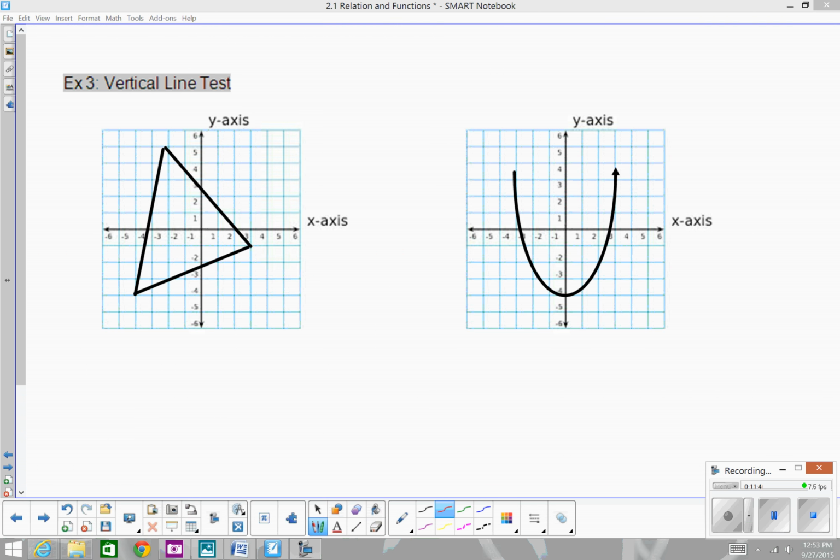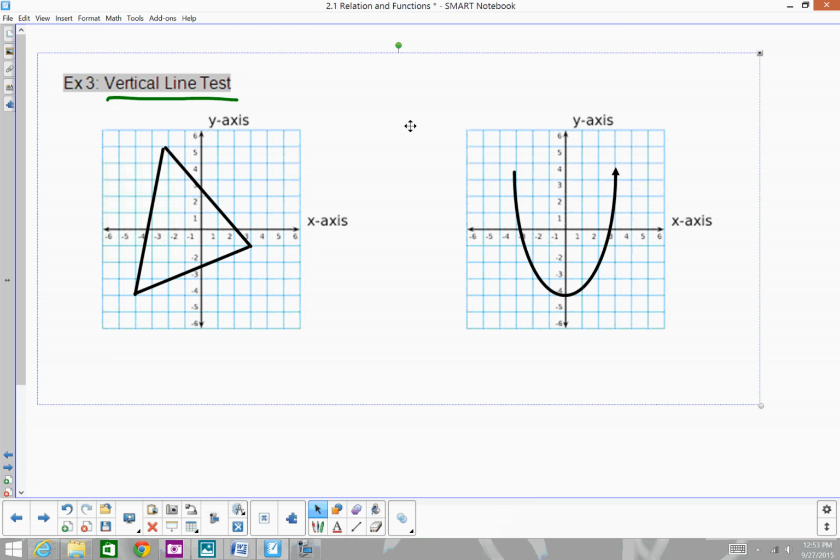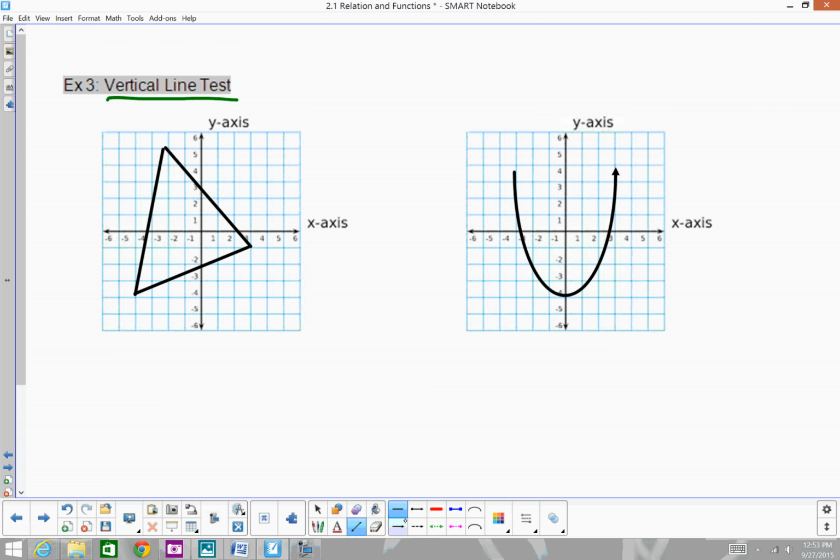Okay, lastly, we are going to determine whether a graph or a data set is going to be a function or not by something called the vertical line test. Now, when I talk about a vertical line test, first of all, what is a vertical line? It is a line that goes from what direction? It goes up and down, so it looks something like that. So I have a vertical line right there.